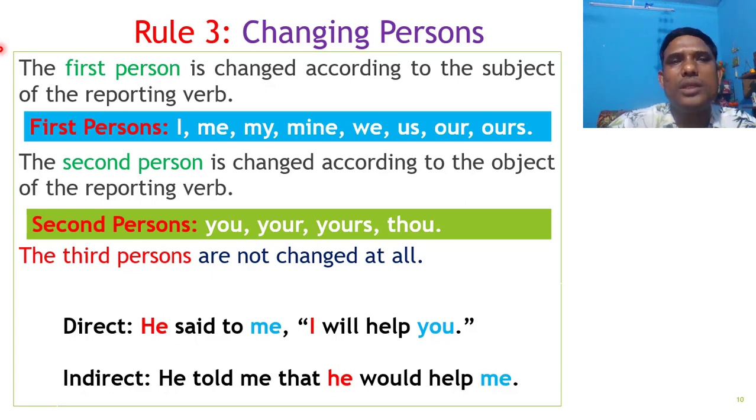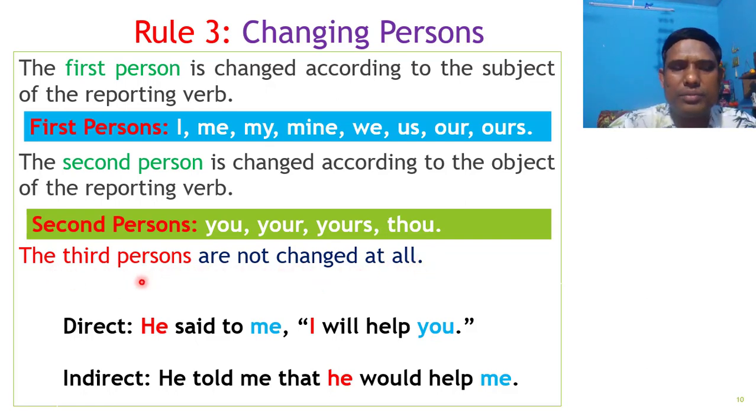Now I am going to tell you about changing persons. The first person is changed according to the subject of the reporting verb. First persons: I, me, my, mine, we, us, our, ours. The second person is changed according to the object of the reporting verb. Second persons: you, your, yours, thou. The third persons are not changed at all.